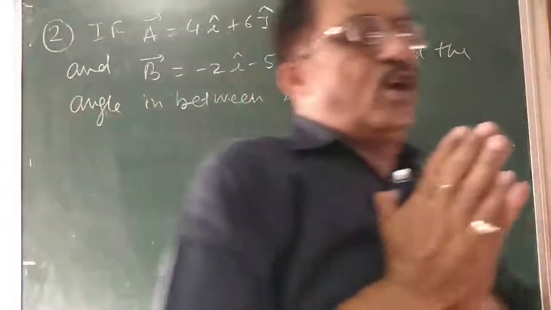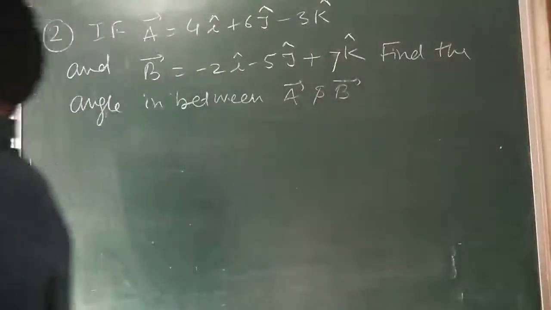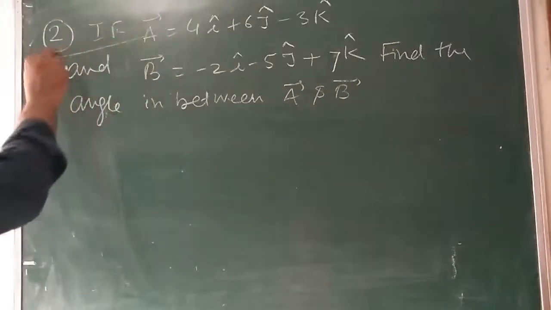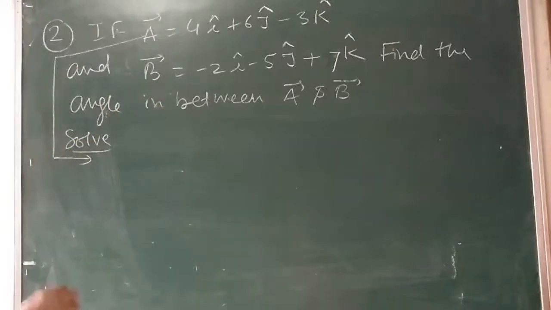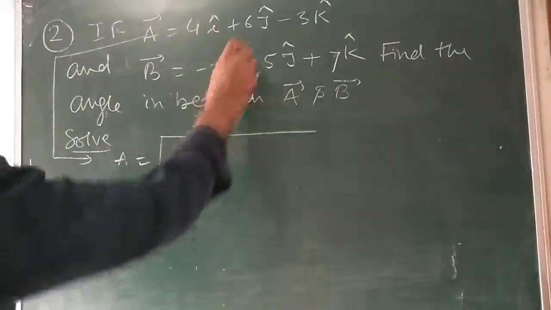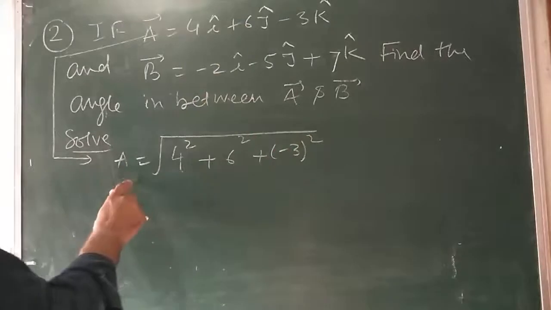We know the formula A dot B is equal to AB cos theta. We have to find out cos theta. So what we have to do to solve this question? Think of it. My dear children, A is equal to this one. To find out the magnitude of this, we know how to do it. A is equal to under root of 4 square plus 6 square plus minus 3 square. We know very well in triangular law.